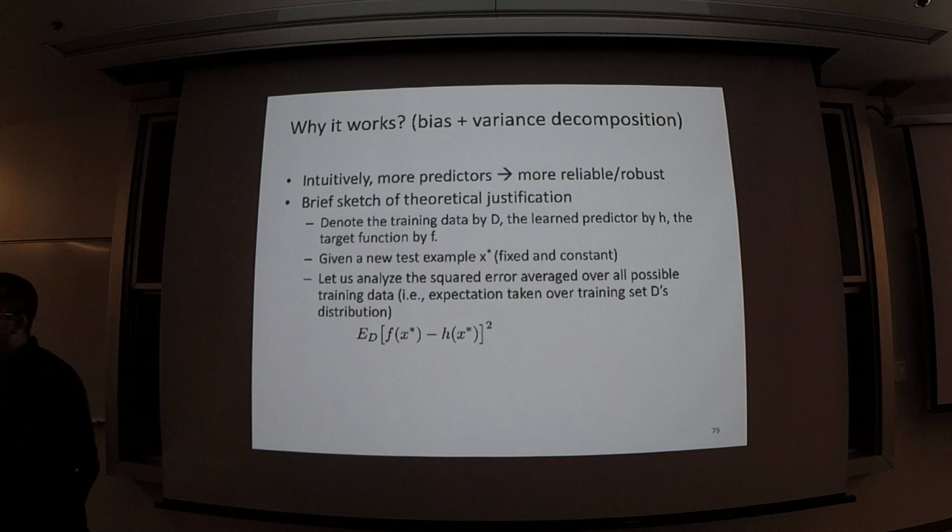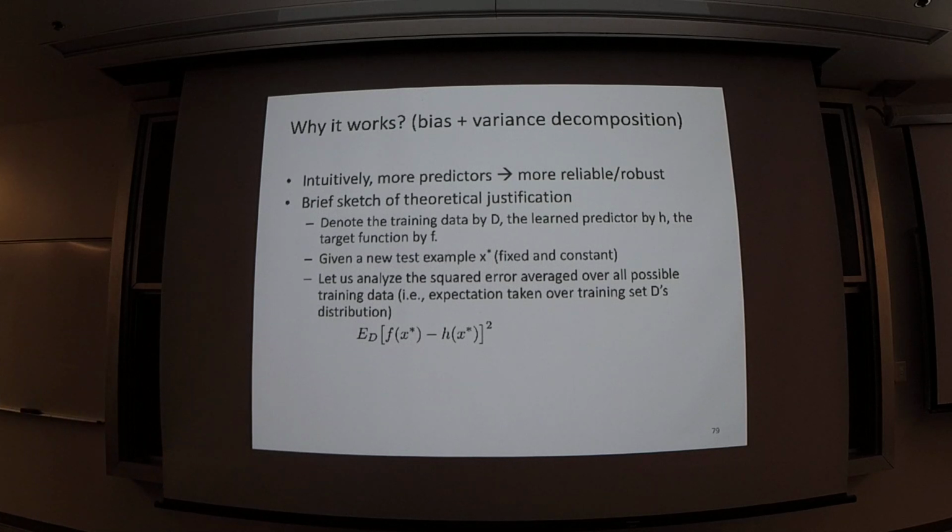Question? I'm a little confused about something from earlier. I think you said that when you create your sample, you pick from them uniformly. But what if the original distribution is not uniform? No, we do not care about the original distribution. We just pick uniformly.